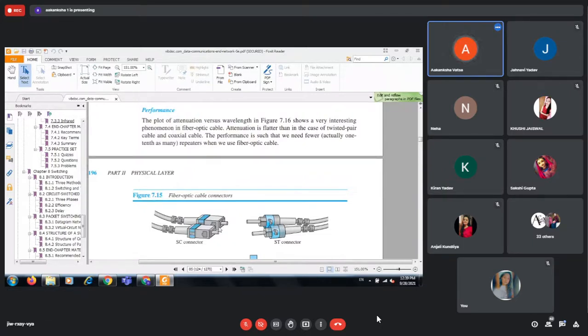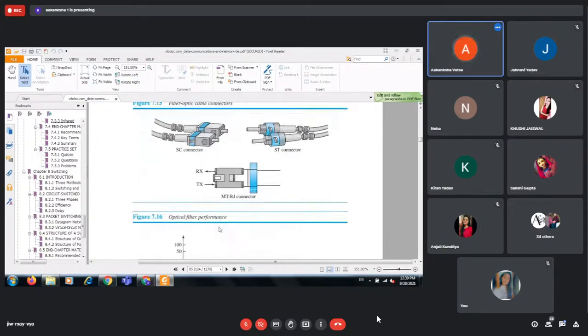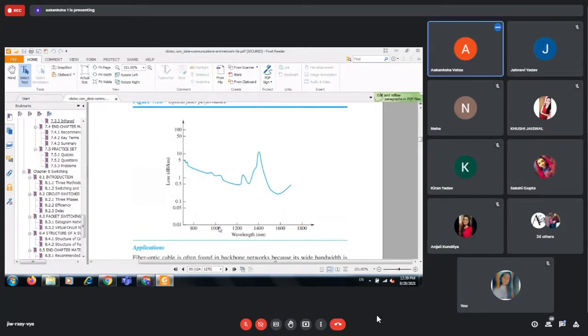Now if you compare the performance of optical fiber cable with coaxial cable and twisted pair, it has a better performance than coaxial cable and twisted pair, and attenuation is flatter than in the case of twisted pair cable and coaxial cable. And you can see here, as the wavelength increases, the loss is comparatively less. At only 1400 nm wavelength, the attenuation is higher, but as you increase the wavelength, attenuation is less. You can see the attenuation chart.